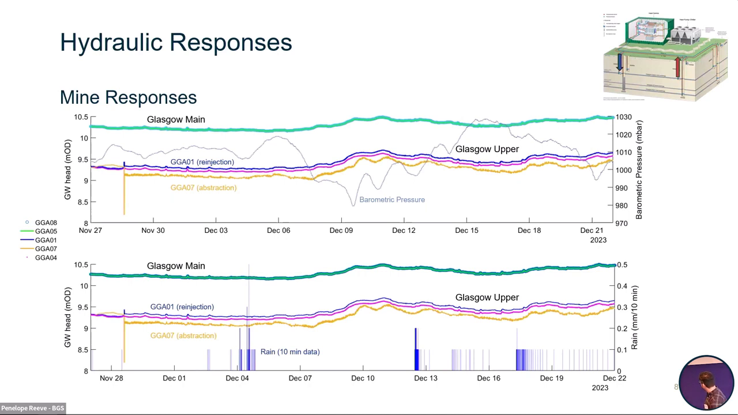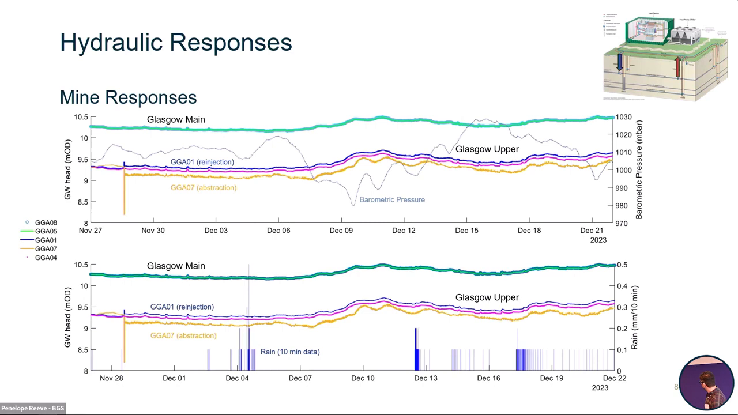You can also see some natural fluctuations in response to the barometric pressure. There is an inverted relationship between the changes in the natural fluctuation of the groundwater levels and the barometric pressure. This is normal in confined aquifers. There are also some variations after episodes of rain. This is 10-minute rain data in the blue bars in the bottom graph.